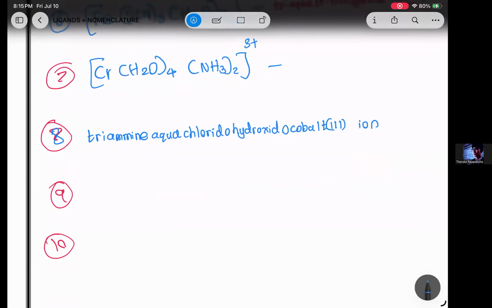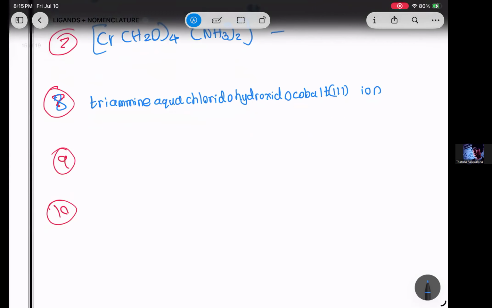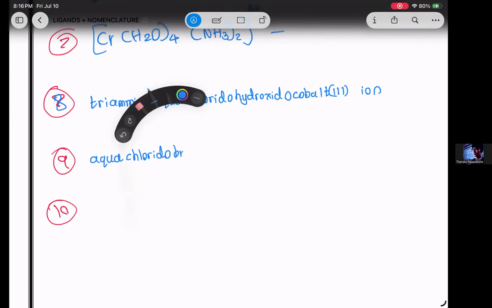Triamine, aqua, chlorido, hydroxido, cobalt 3 iron. Aqua, chlorido, hydroxido. Chlorido, hydroxido, iodido.